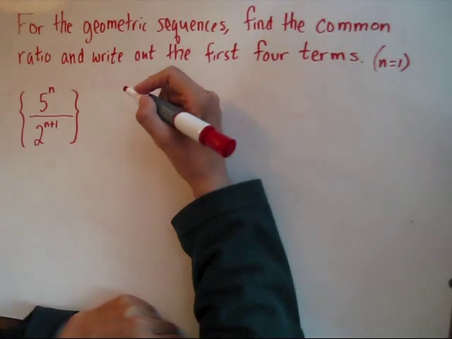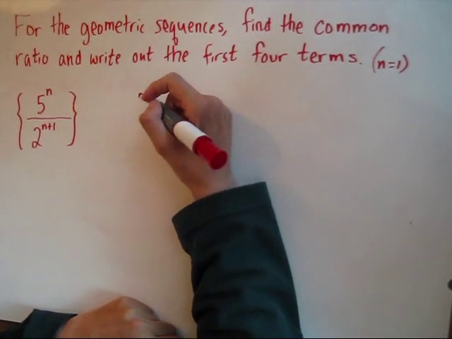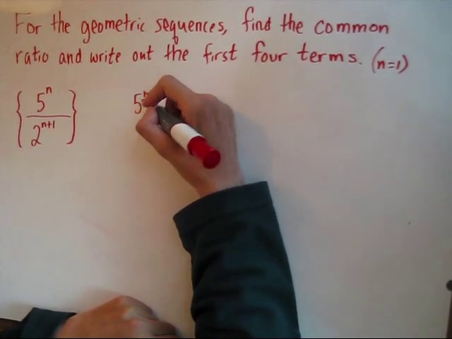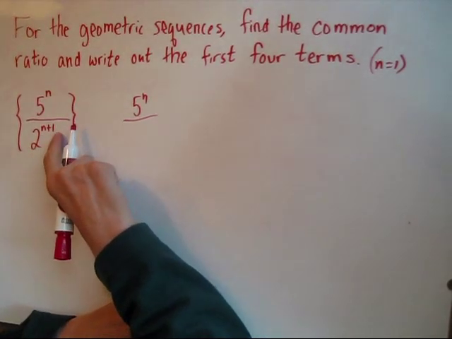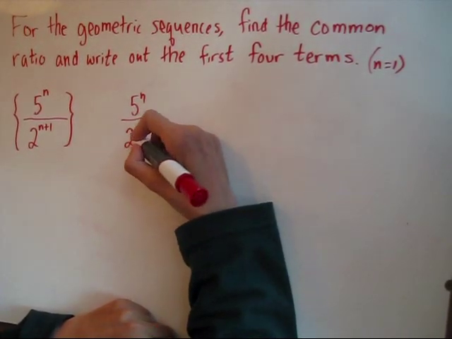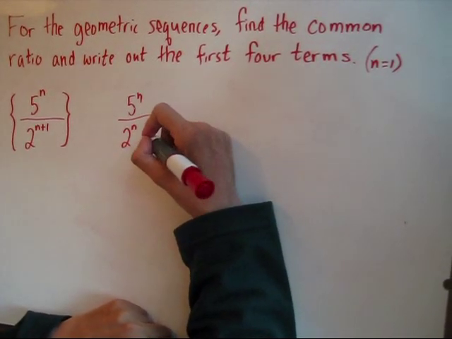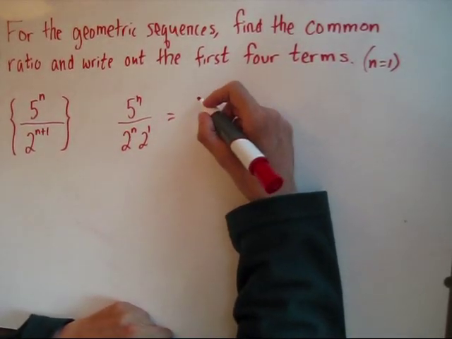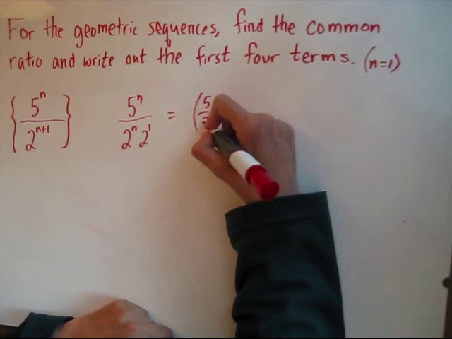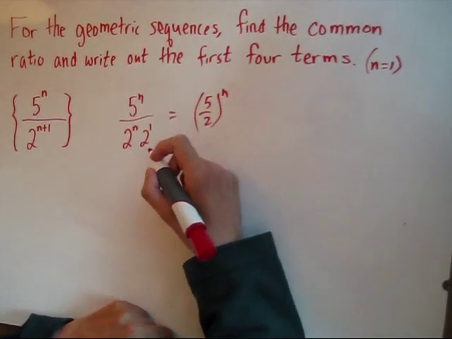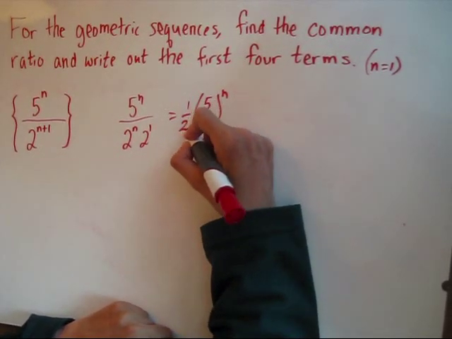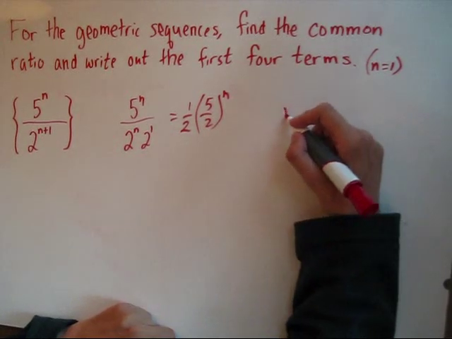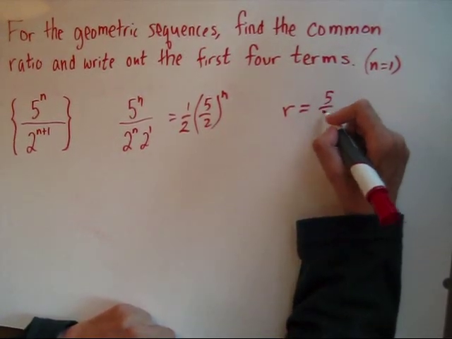We can rewrite this one too. We want something to the n, but we have that extra 1 in there. However, we can break that up. This is the same as 2 to the n times 2 to the first power. So we can write this as 5/2 to the n and times 1/2 out front. So that tells us our common ratio is 5/2.